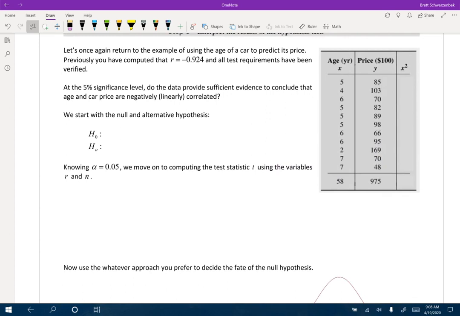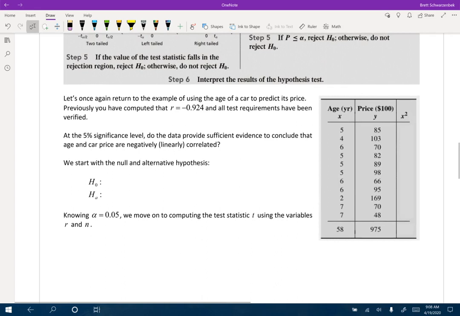Okay, so again, we're going to return to the age and price of a car. Recall that we had the same exact example when we ran a regression t-test on it. When you actually calculated the lin reg in the calculator, you would have come up with r equal to negative 0.924 for your correlation. We might not have written that down before because we didn't actually need it for anything, but if you did it, that's what you would get.